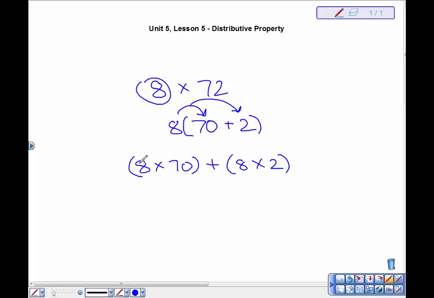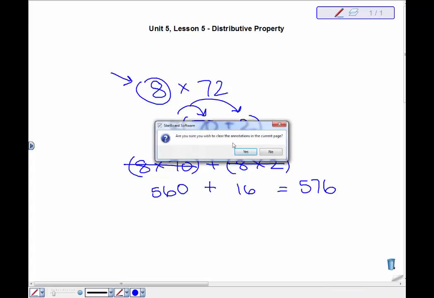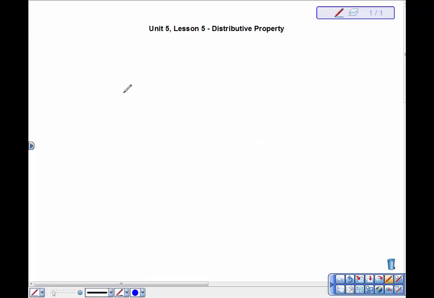Well, 8 times 70 is the same as 8 times 7, 56, with a 0 at the end. And I'm going to add that to whatever 8 times 2 is, which is 16. Now I have 560 plus 16, which equals 576. So 8 times 72 is the same as 576. So really easy. You're just distributing your number to the two pieces in your second number. Let's try one more.